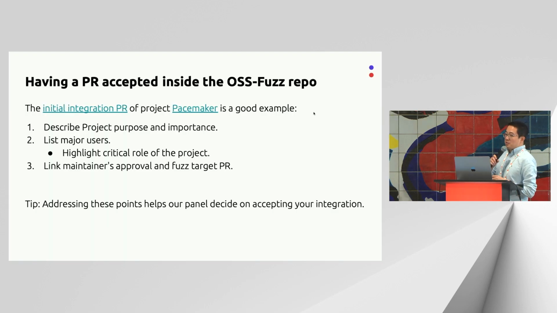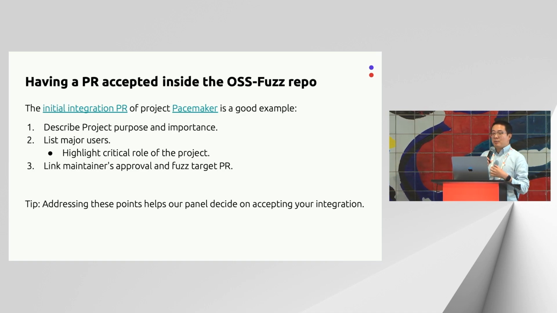The most important thing when you are integrating a new project into OSS-Fuzz is describing the purpose of this project. For example, the name of it, in which case it will be used, and why people think it is critical. Also, please list the major users of this package or library. For example, if it's used by some other large packages and it's playing a critical role in the package, or it has very severe security implications, then please mention that in the PR. It will help us decide whether to accept this PR.